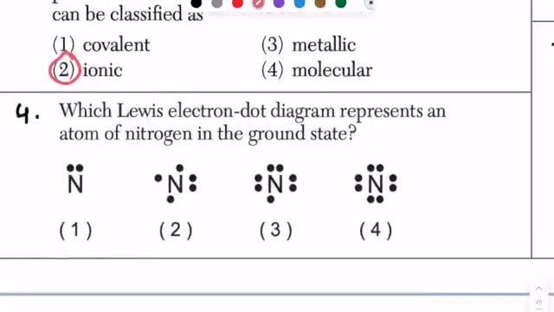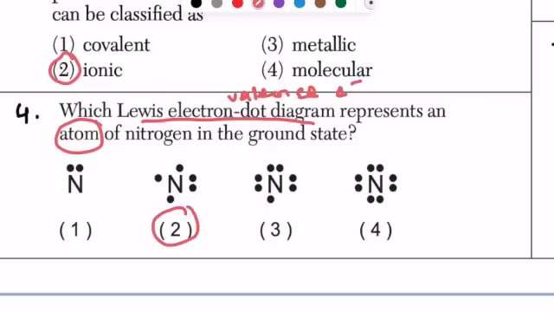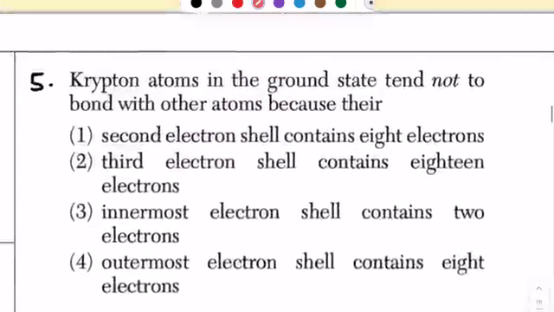Which Lewis dot diagram represents an atom of nitrogen in the ground state? Nitrogen has 5 valence electrons. In a Lewis dot diagram, we represent the atoms, and we only need to include the valence electrons. This changes for the compounds. It's different for ionic and covalent. We'll talk about that in a bit. I think we'll have some questions. So this one will be 2 because nitrogen has 5 valence electrons.